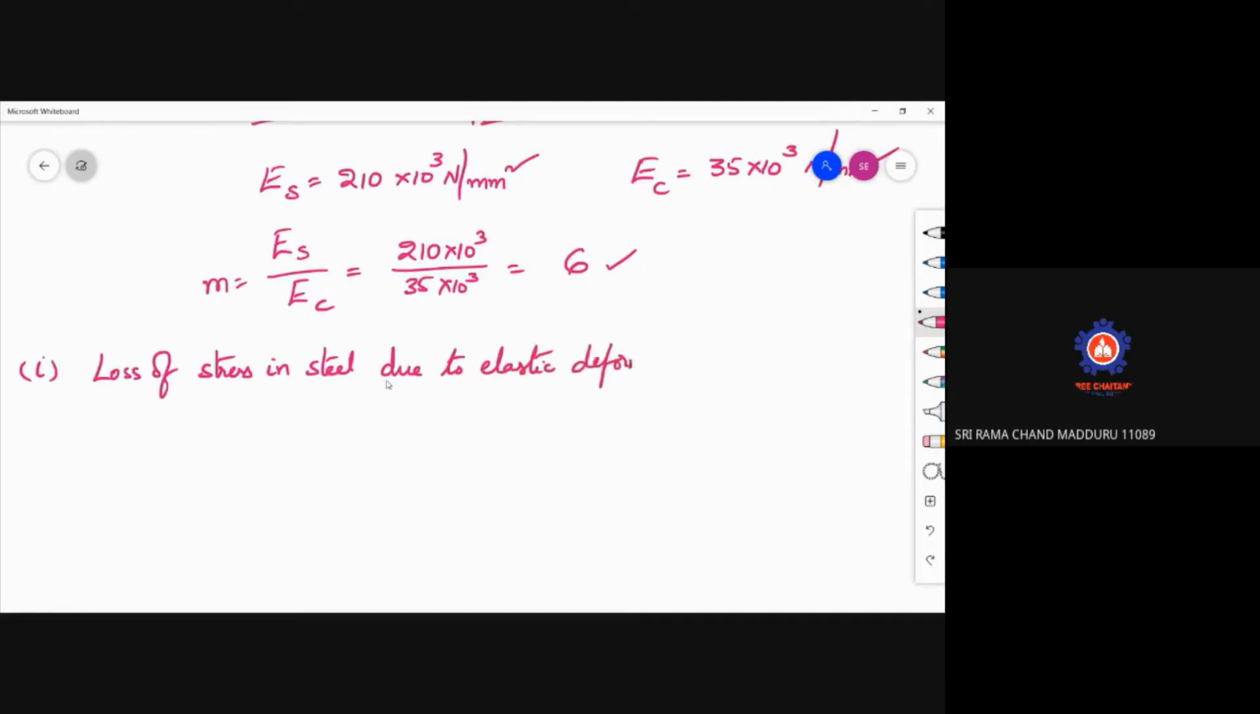Due to elastic deformation. So here, the loss of pre-stress in steel due to elastic deformation is equal to M into Fc. So we need to recall our formula that we derived previously. M is already known, which is 6, whereas Fc is to be calculated. Fc is nothing but stress in concrete at level of steel.